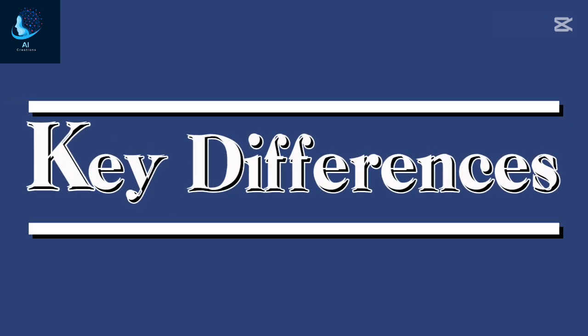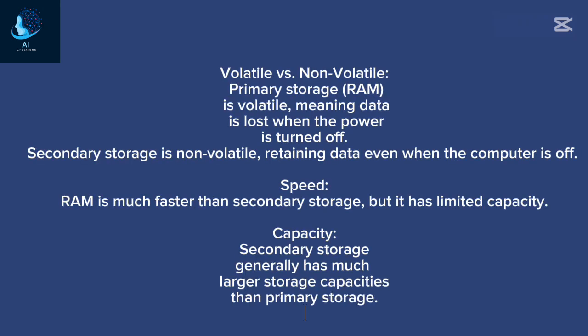Key differences. Volatile versus non-volatile. Primary storage, RAM, is volatile, meaning data is lost when the power is turned off. Secondary storage is non-volatile, retaining data even when the computer is off. Speed. RAM is much faster than secondary storage, but it has limited capacity. Capacity. Secondary storage generally has much larger storage capacities than primary storage.